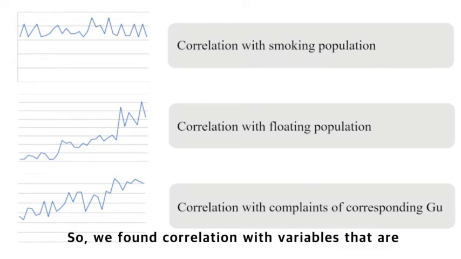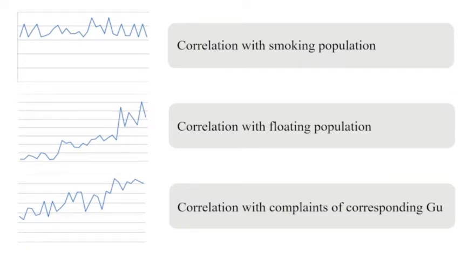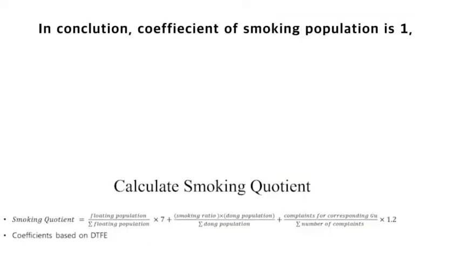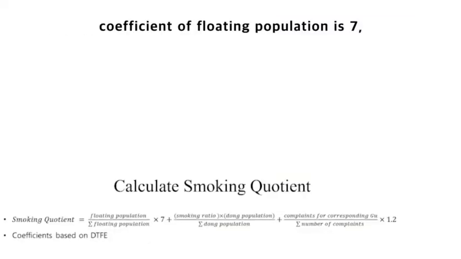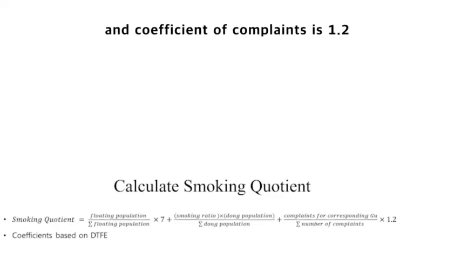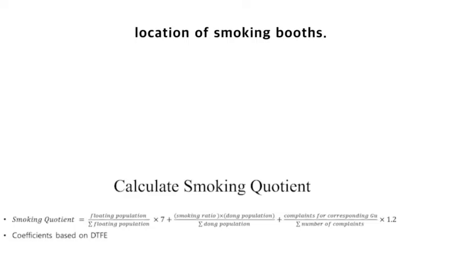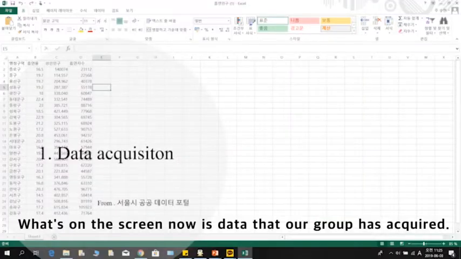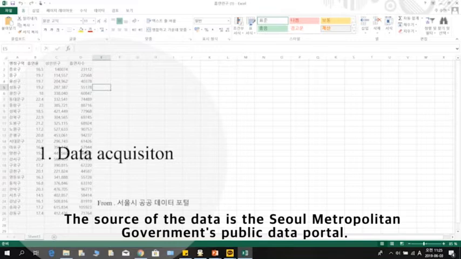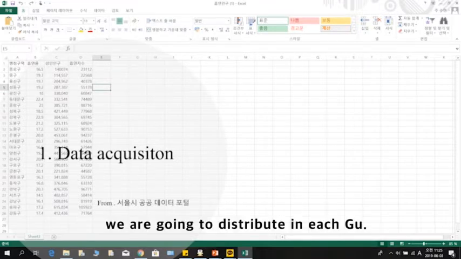So we found correlation with variables that are smoking population, floating population, and complaints of the corresponding GU. In conclusion, the quotient of smoking population is 1, the quotient of floating population is 7, and the quotient of complaints is 1.2. This means floating population governs the location of smoking booths. The screen now shows the data that our group has acquired. The source of the data is the Seoul Metropolitan Government Public Data Portal. With this data, we will find out how many smoking booths we are going to distribute in each GU.